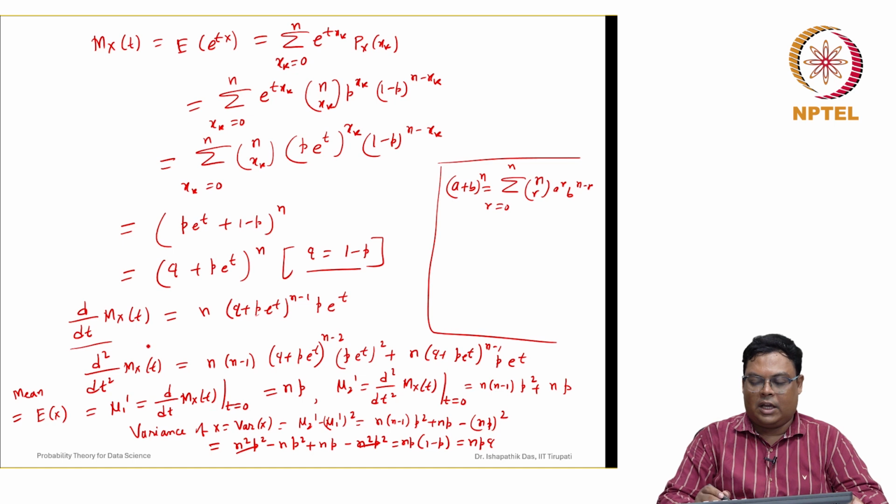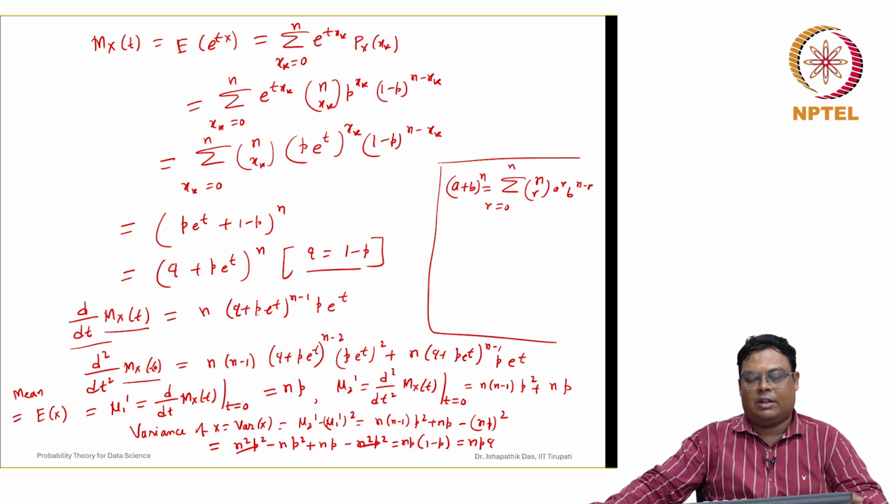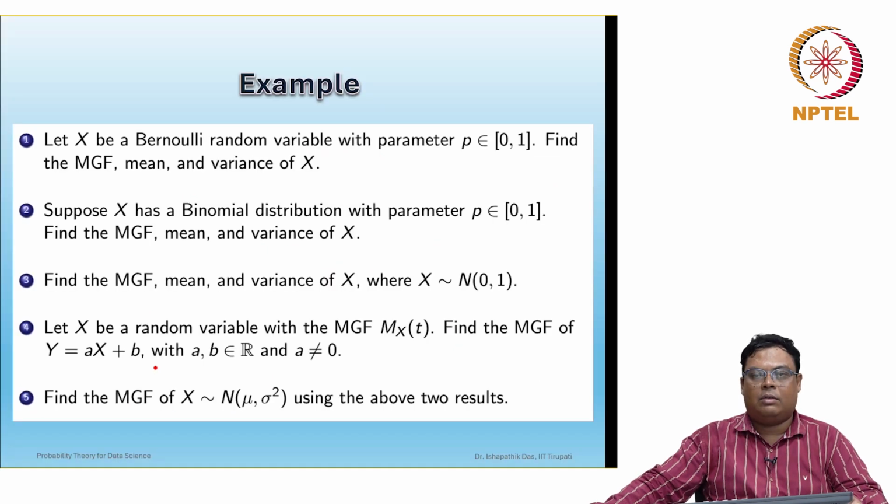But here, if you know this moment generating function, then if you just take the rth order differentiation and evaluate at t is equal to 0, you get the rth order moment. So here we discussed first order and second order moments, mean and variance. Now we will discuss other examples.